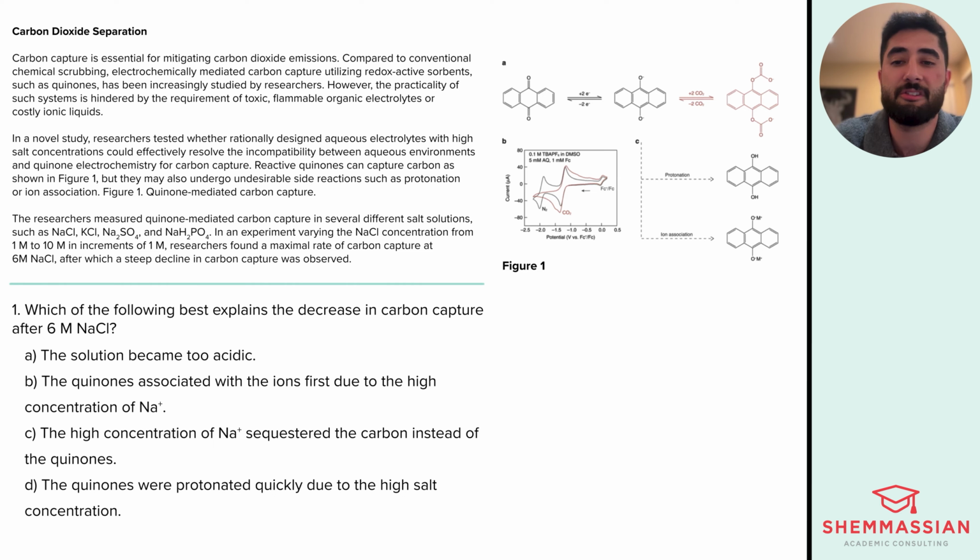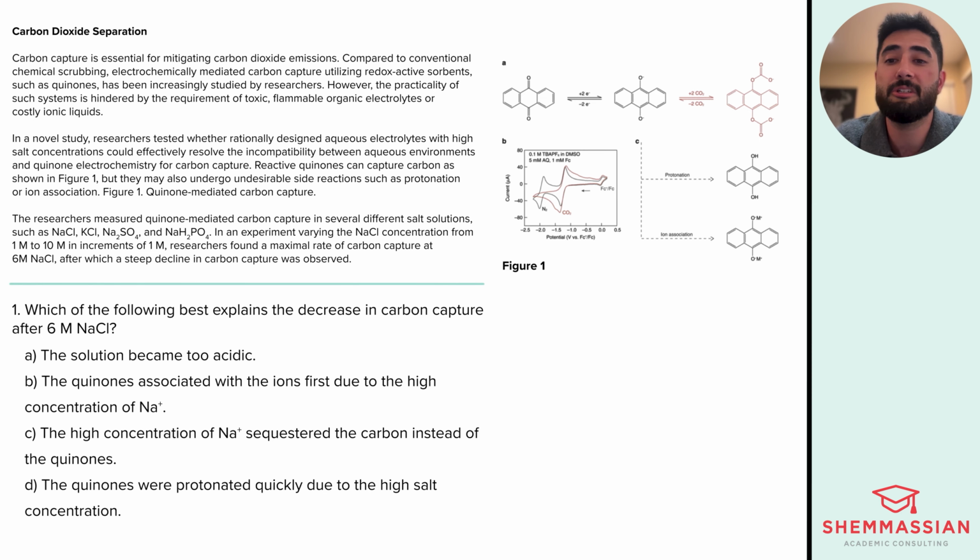Now we looked at the differences. And so now we want to start chipping away. What we want to be thinking about is we have these quinones, we have these salt solutions. These salt solutions are using things like sodium. Those are metals. And so the quinones might be interacting with these metals and thereby decreasing their ability to sequester carbon. Because there's this steep decline in carbon capture at a high concentration of sodium chloride, it is likely that those sodium ions are associating with that quinone and preventing it from carbon capturing.